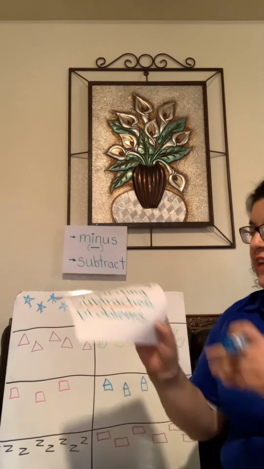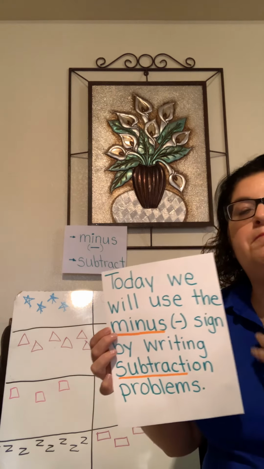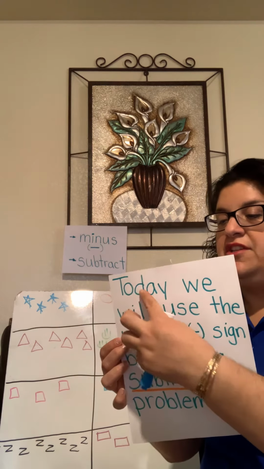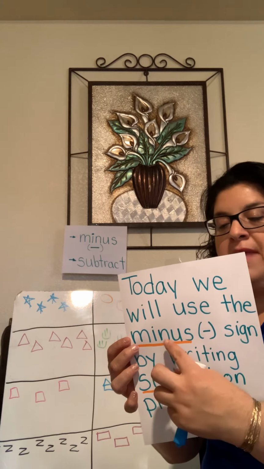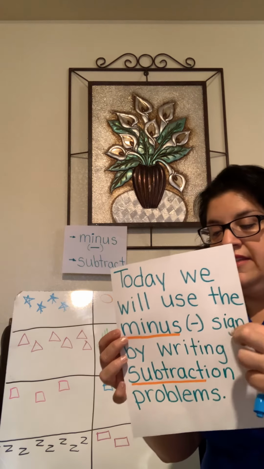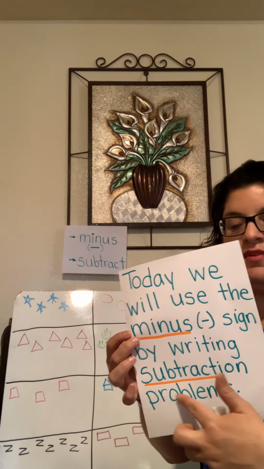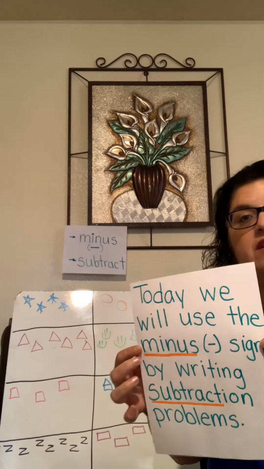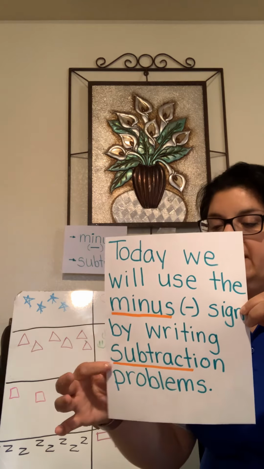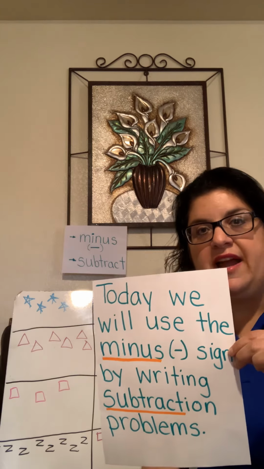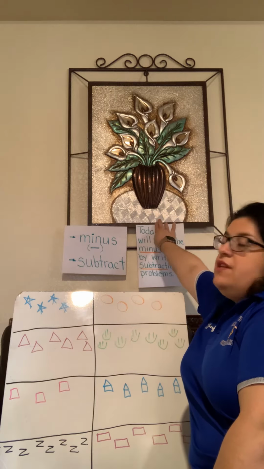So let's go over our objective for today. I know I read it before, but this time I want you to repeat it with me. My turn, your turn. Today we will use the minus sign by writing subtraction problems. So our key words today are minus. Say the word minus. And subtract. Say the word subtract.